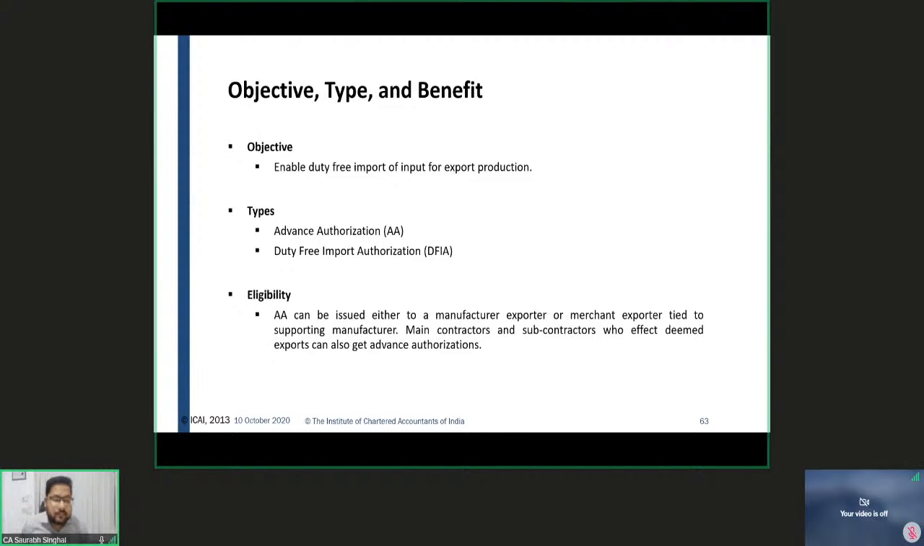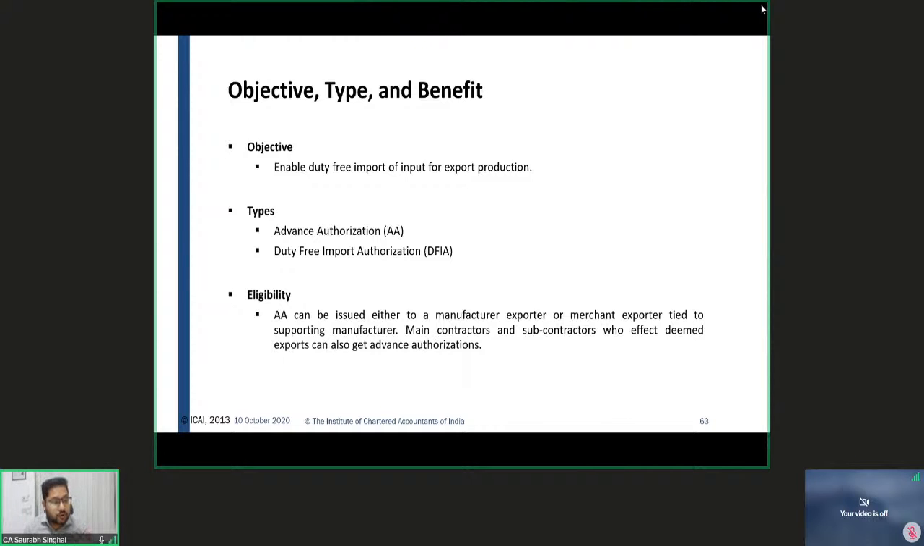So what is the objective of this scheme? The objective of the scheme is fairly simple. The objective is to enable duty-free import of inputs for export production. So this basically applies to manufacturers who want to import goods which are leviable to customs duties and use those goods to manufacture a resultant product, and that resultant product is ultimately exported. Same was the motive of the scheme for drawback under section 74. Under drawback also you used to import certain goods, use them for manufacture and then export, on which you used to get a duty drawback.